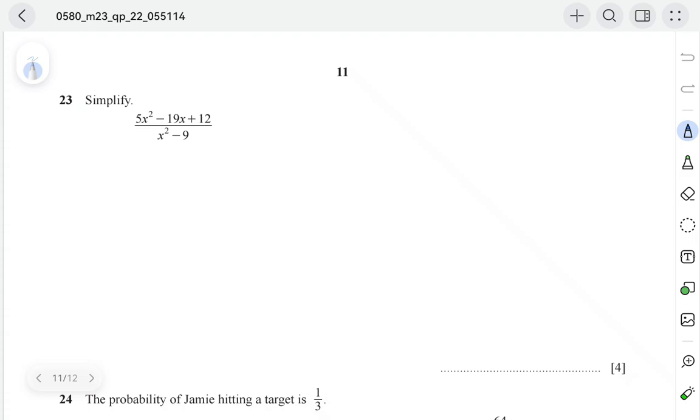Now moving on to question 23, we're asked to simplify this algebraic fraction. First we have two quadratics, so let's factorize them. We can easily identify that the denominator is a difference of two squares, as 9 is equal to 3 squared. So we know it's x plus 3 and x minus 3.